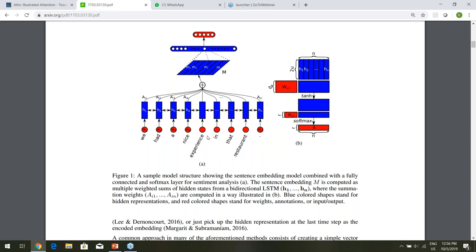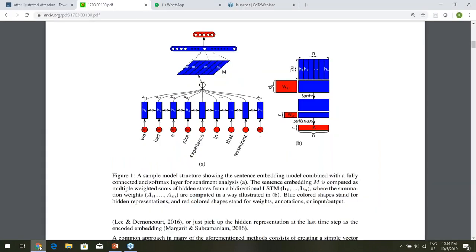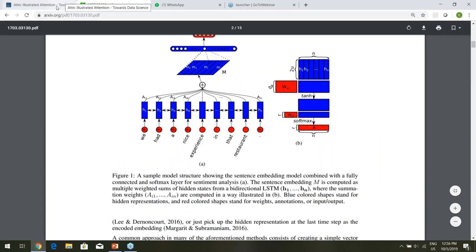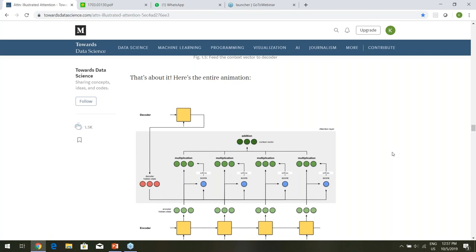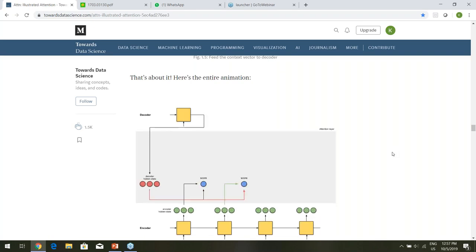Usually, online you get many architectures for this translation task. Yes, even I checked. Here, this is an animation of an attention mechanism used for translation purposes.